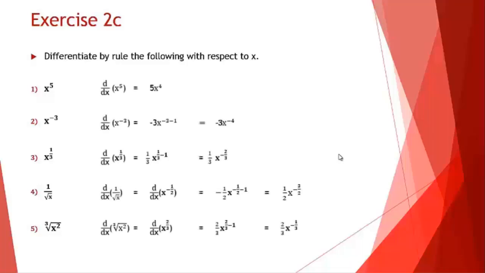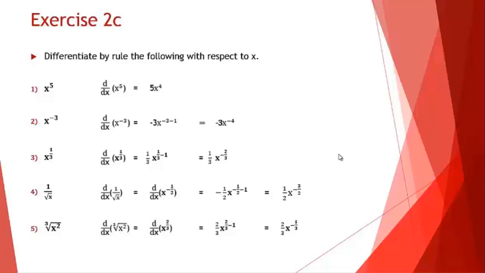So when you derive x to the power 5 with respect to x, we multiply by the power and then subtract 1 from the power. So we get 5 times x to the power 4. And when you work out differentiation of x to the power negative 3 with respect to x, we multiply by the power which is negative 3 and then we take away 1 from the power, which is negative 3 take away 1. So we get negative 3 times x to the power negative 4.